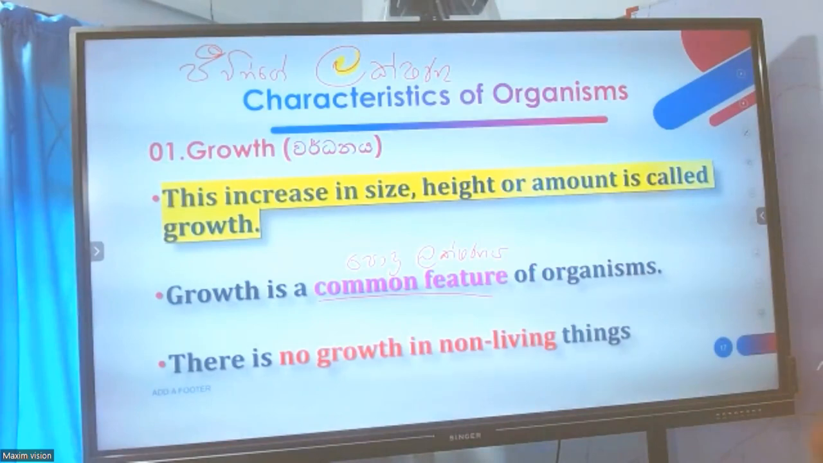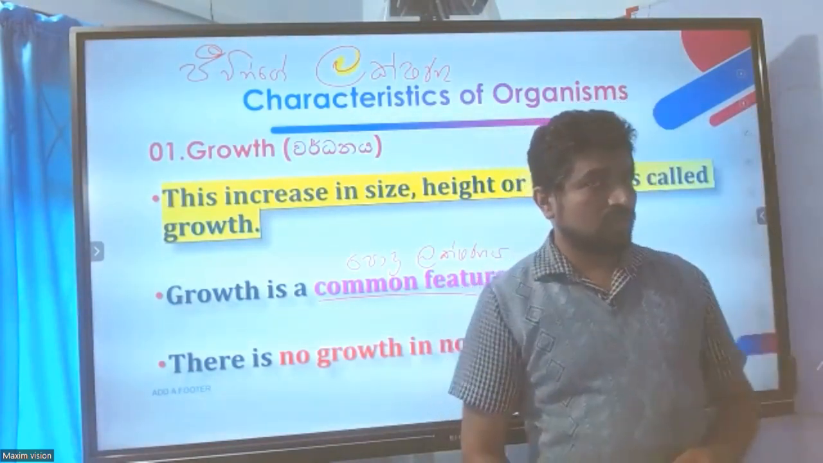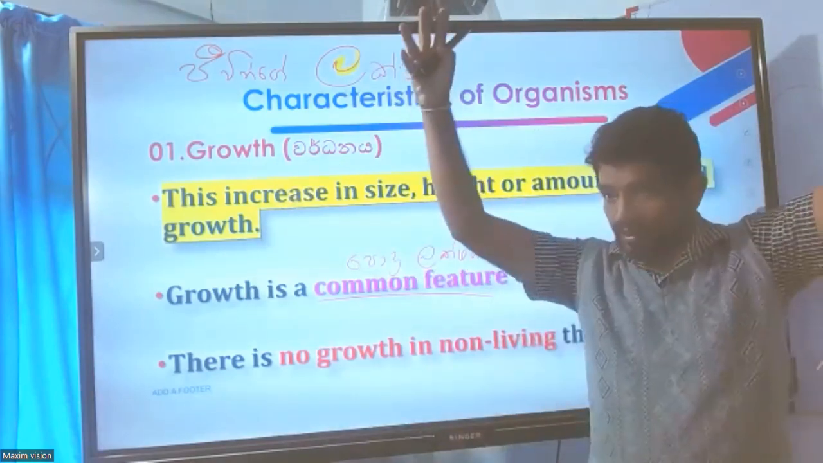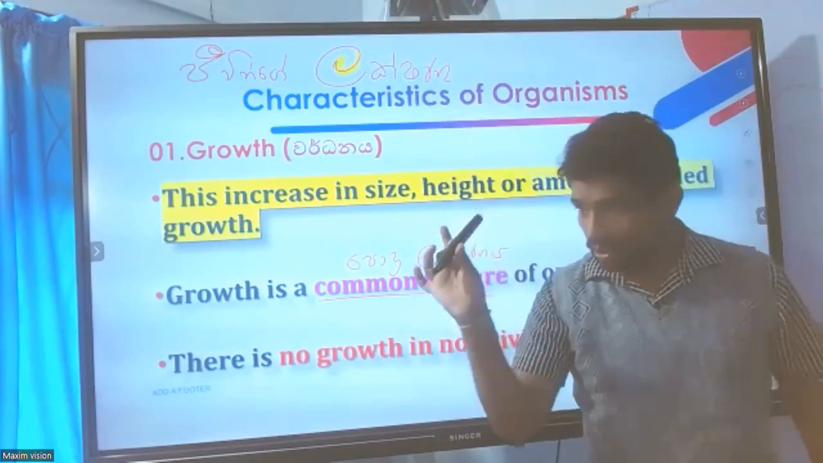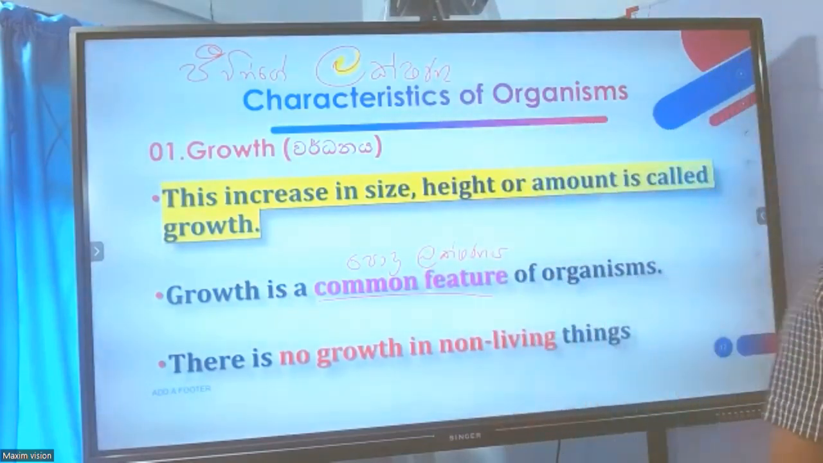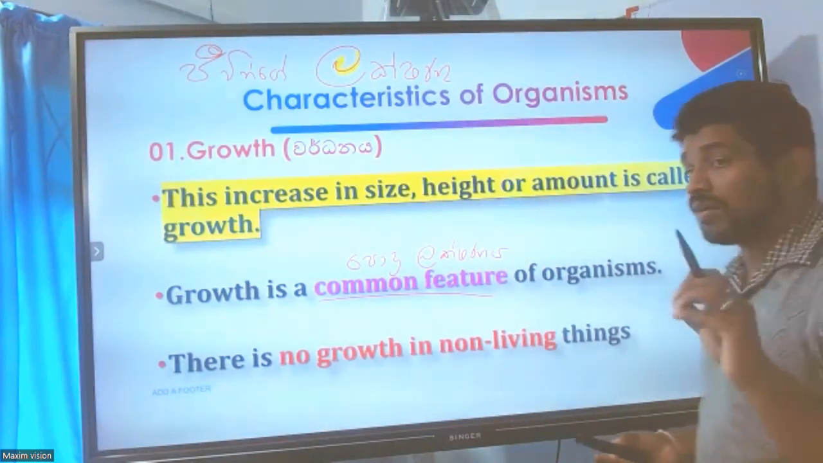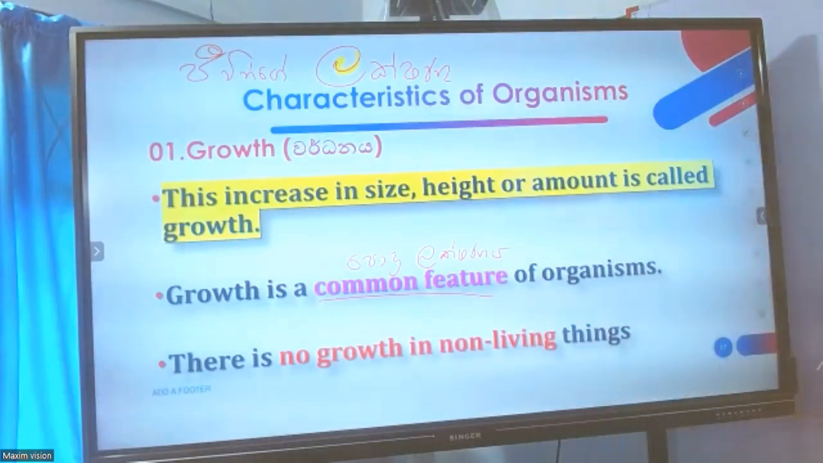So, there is no growth in non-living things. If this building is growing? Yes or no? No. If this pen is growing? No, they are not growing because they are non-living things. Non-living things do not show growth. Remember. Okay? Right. Now note the new words there.